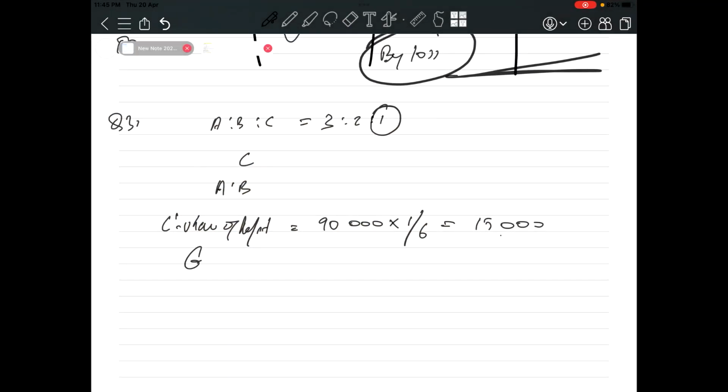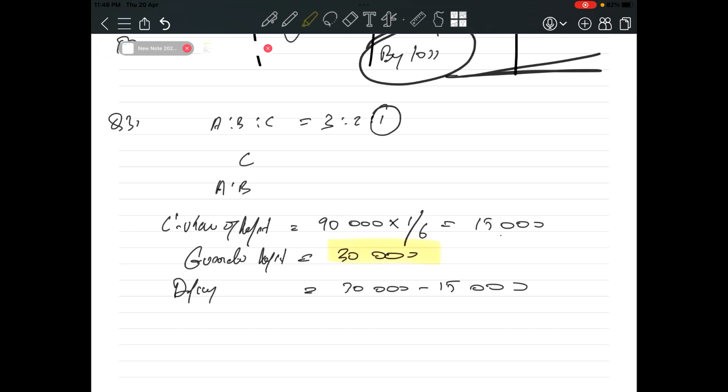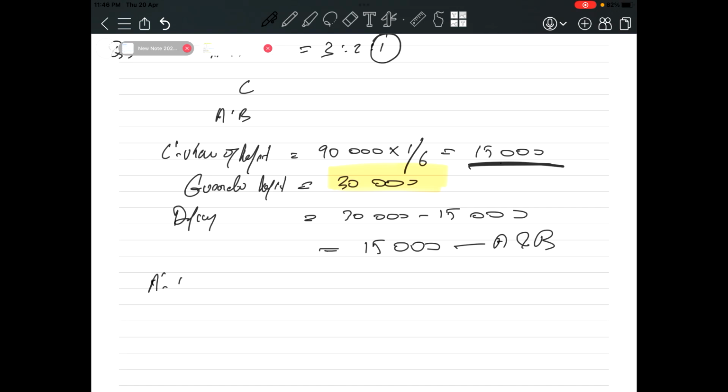30,000. Okay, so guaranteed profit is 30,000, right? What is the deficiency amount? Deficiency amount is 30,000 minus 15,000. C has been guaranteed a minimum profit of 30,000, but he is getting only 15,000, right? So the deficiency of 15,000 will be borne by A and B. Okay, so A's deficiency in favor of C will be 15,000 into, B 15,000 into.